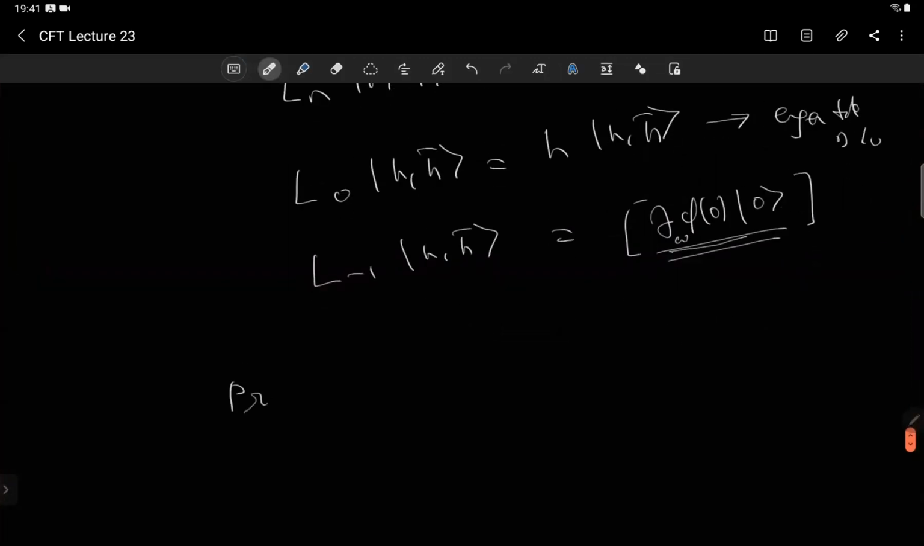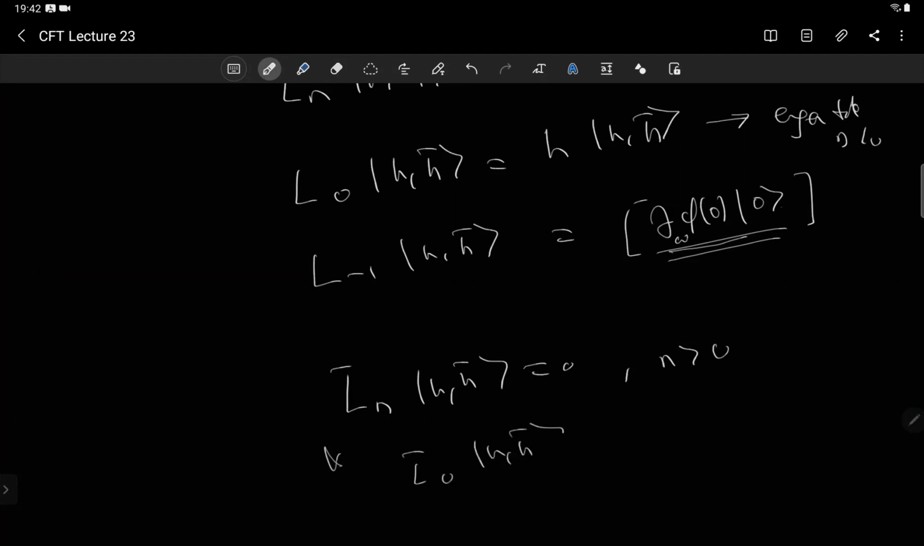So the primary state, by definition of a primary state, and by the way, the same thing will happen for L bar. So not only is this true, this is also true: L bar n HH bar is 0 for n greater than 0, and L bar 0 HH bar is equal to H bar HH bar. And L minus 1 bar will give you del omega bar phi, whatever.